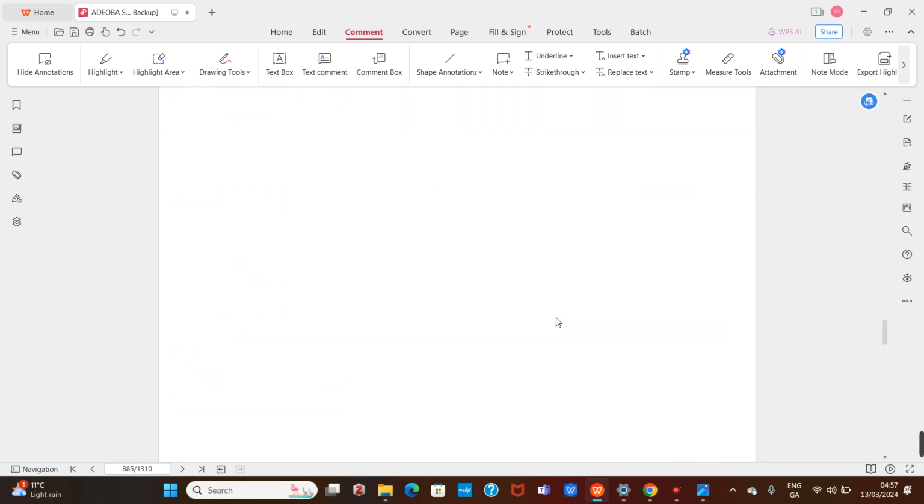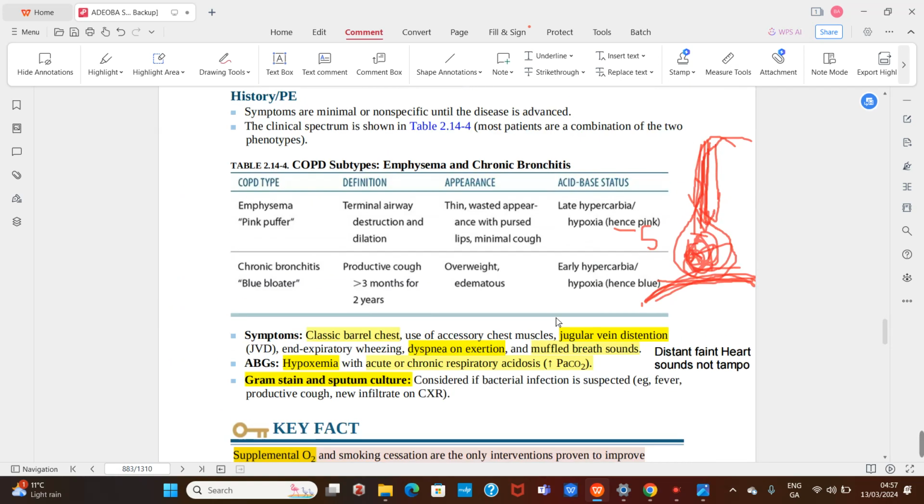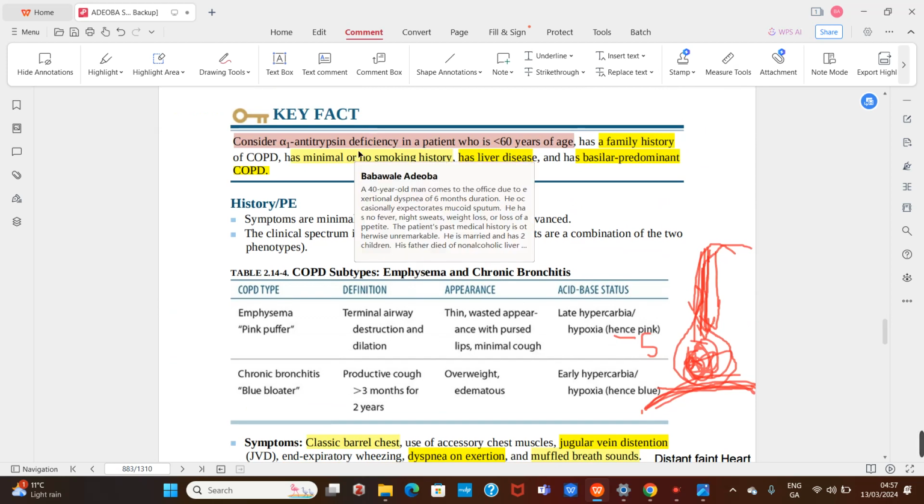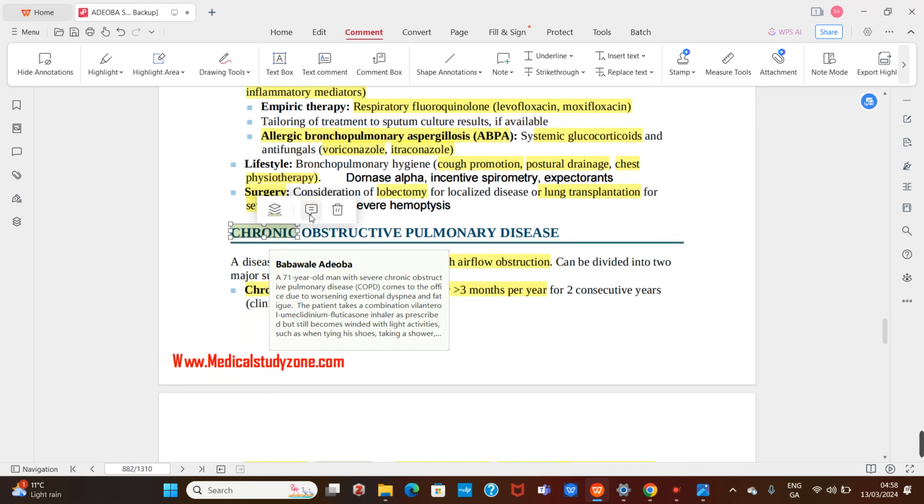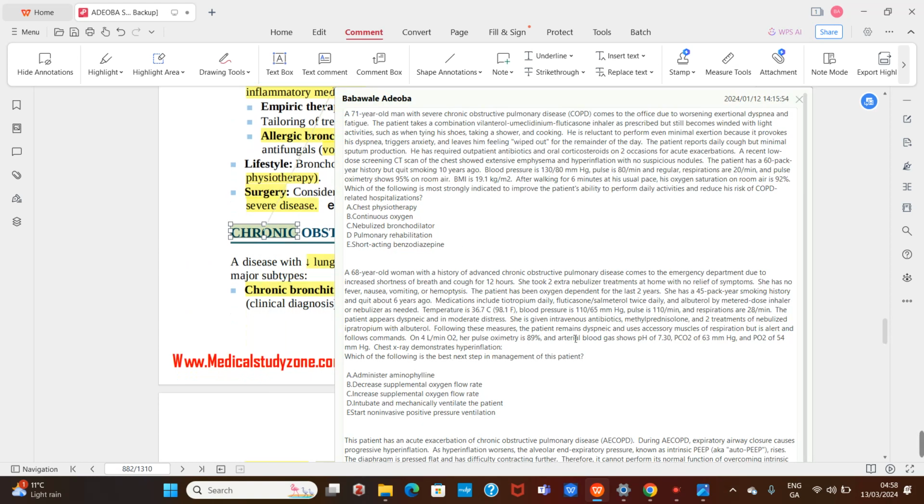Let me just see if you can solve. I think we have plenty of questions for this COPD. There are plenty of questions here. So let me start from here. Okay, I have one here.